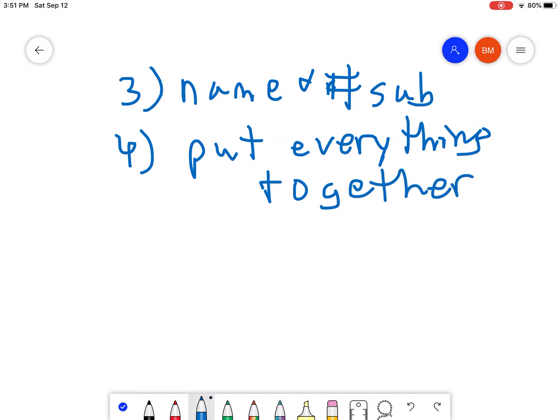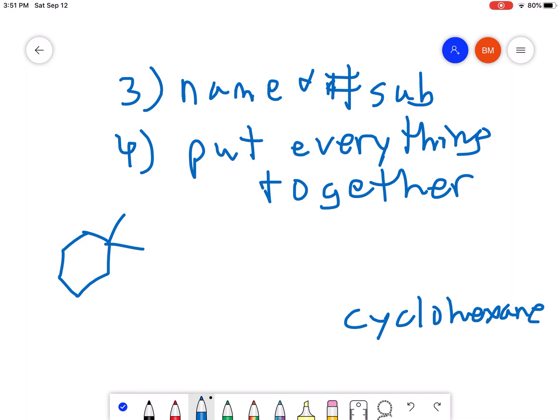All right, so again, I'll do a few examples for you. Say we have this, right? Okay, so your parent ring here is going to be cyclohexane. So we can go ahead and write that down. All right, we have 2 methyl groups. So we're going to have a dimethyl.